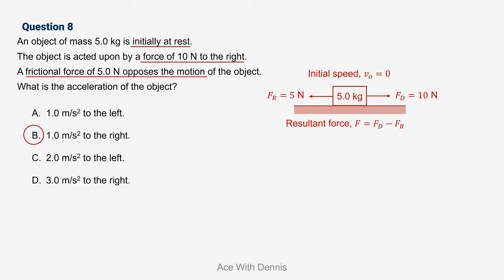From here, we can calculate the resultant force, F equals the driving force Fd minus the frictional force Fr. For this case, it's 10 minus 5, which gives positive 5 newtons. Let's update the diagram. The resultant force F is pointing to the right. And we know that F equals ma based on Newton's second law. So the acceleration is F over m. We have calculated the resultant force is 5 newtons and the mass given is 5 kilograms. Hence, acceleration is 5 over 5, which gives 1 meter per second squared.